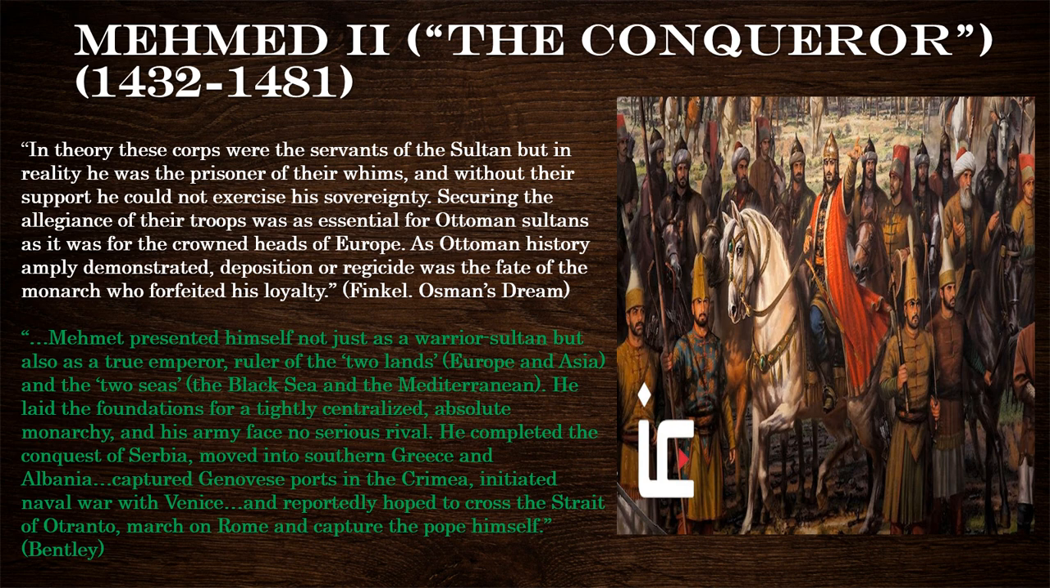Mehmet presented himself not just as a warrior sultan, but also as a true emperor, ruler of the two lands, Europe and Asia, and the two seas, the Black Sea and the Mediterranean. He laid the foundations for a tightly centralized, absolute monarchy, and his army faced no serious rival. He completed the conquest of Serbia, moved into southern Greece and Albania, and captured Genovese ports in the Crimea, initiated a naval war with Venice, and reportedly hoped to cross the Strait of Otranto, march on Rome, and capture the Pope himself. So apparently this guy was pretty ambitious.